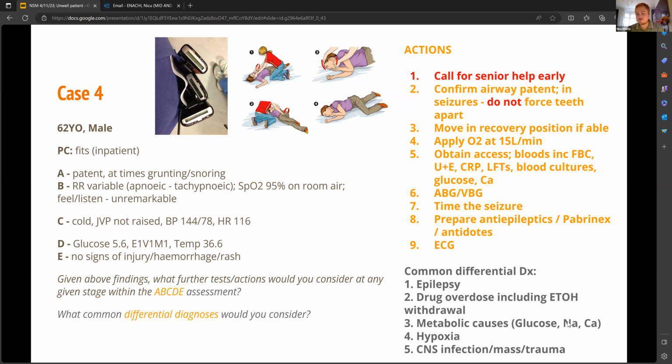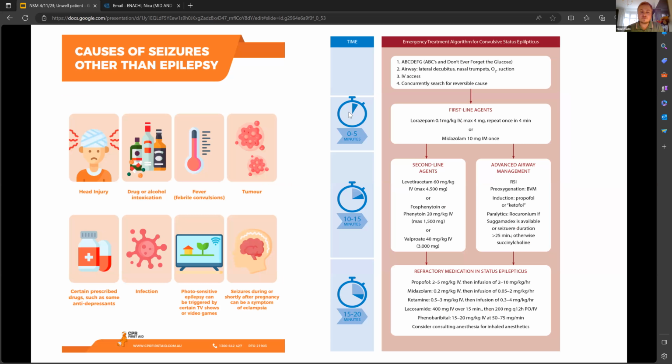Common causes of seizures, again, they're quite complex. They can just have epilepsy in a known patient or an unknown first presentation. It could be a drug overdose. It could be metabolic causes for seizure as well, hypoxic, hypercapnic, or an infection, mass, or trauma. So we mentioned the timings.